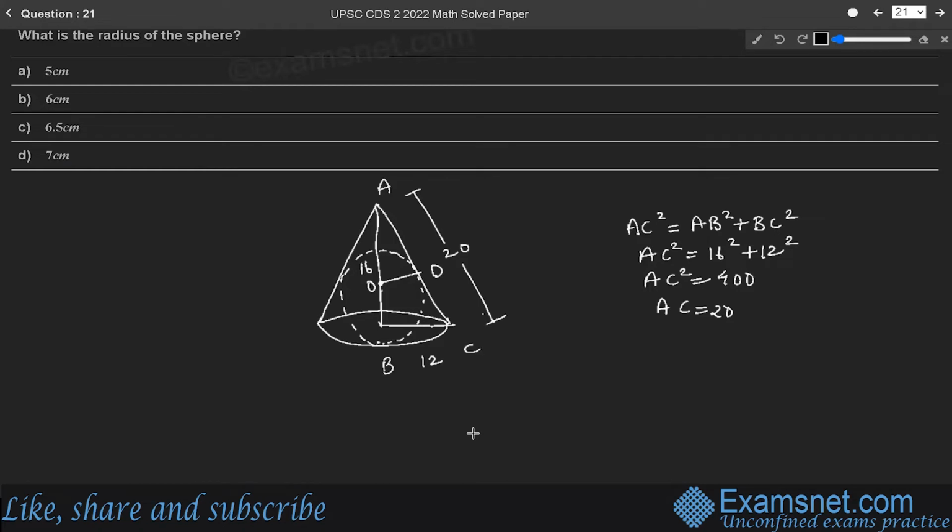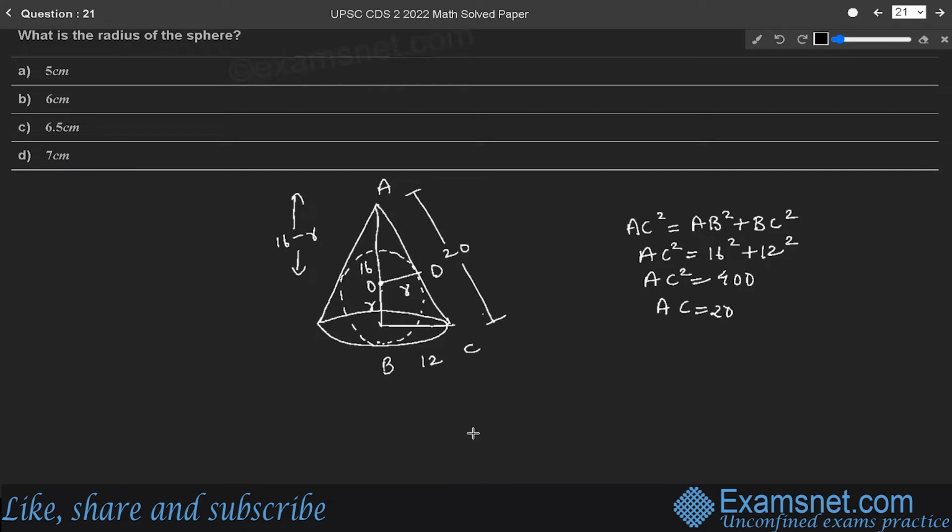Now you can see in the figure that if AB is 16, then this is the radius for the center, which is OD. Let us name it R. Since this is R, this is also R. So you can see that if AB is 16, then AO will be 16 minus R. This will be the value for AO.